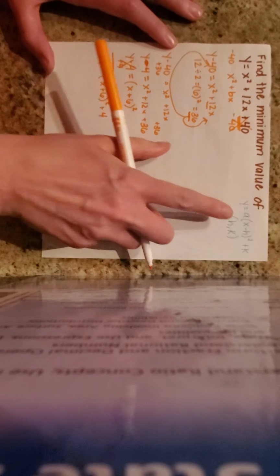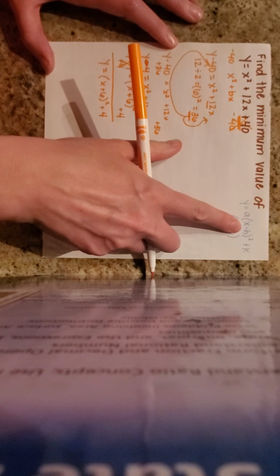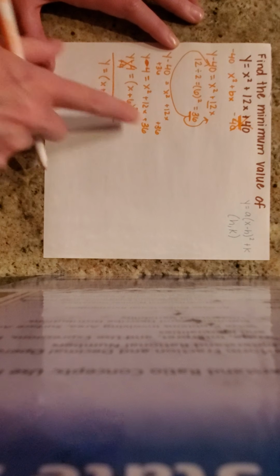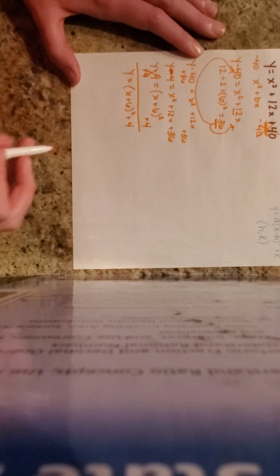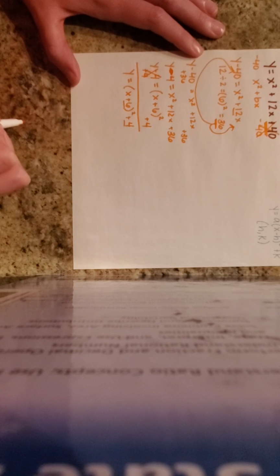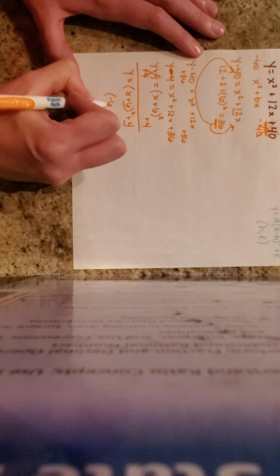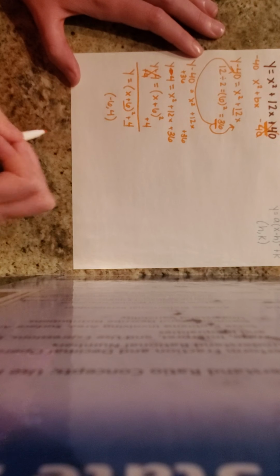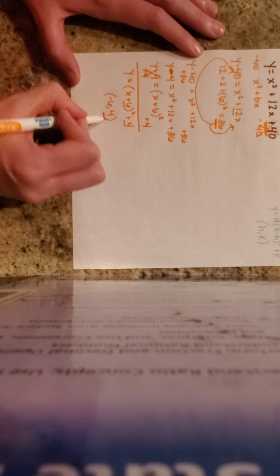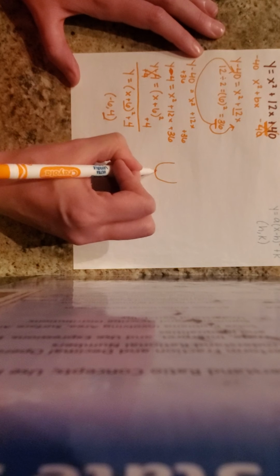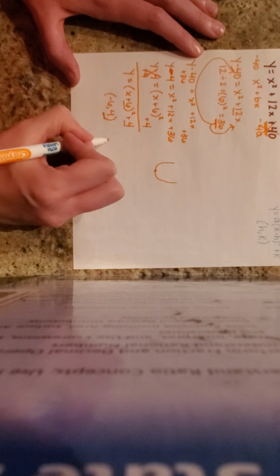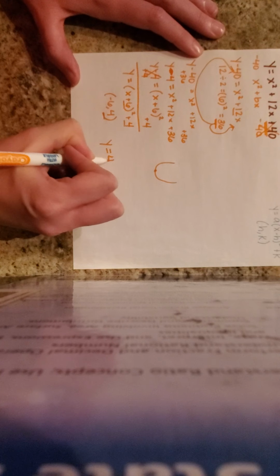Now, this fits that format perfectly. So I can easily see that my vertex is (h, k), which is going to give me negative 6, 4. So the minimum value, because it's opening upwards, we always take the y value, is going to be y equals 4.